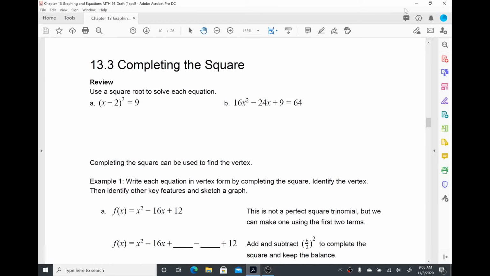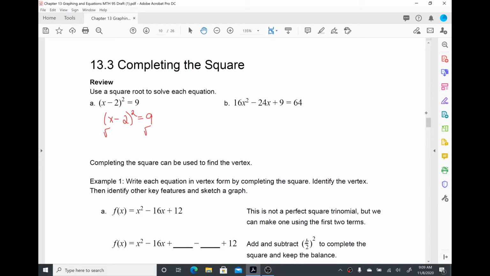Chapter 13.3, Completing the Square. First, let's review how you can use a square root to solve an equation. So for instance, A, we have x minus 2 squared equals 9. And in order to undo the square, we can take the square root of both sides.